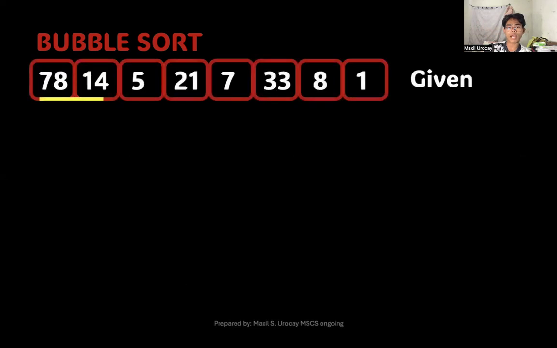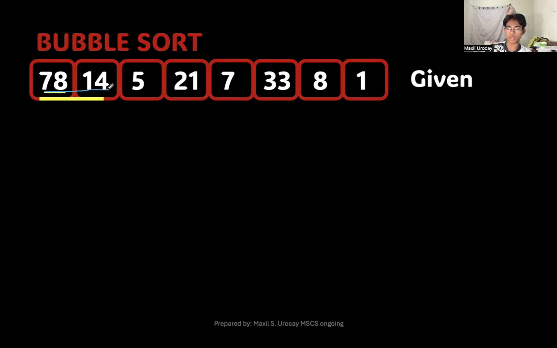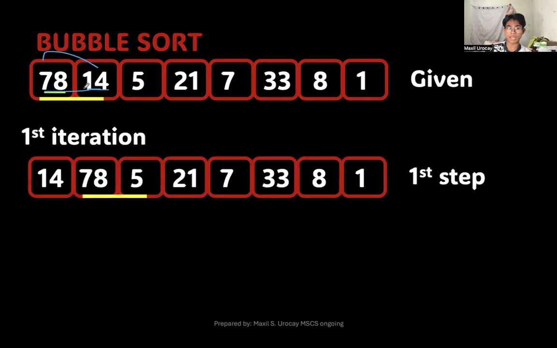Let's figure this out with an example. Say we have 78, 14, 5, 21, 7, 33, 8, 1. As we mentioned earlier, we are comparing two elements. If the second element is less than the first element, we swap the two. Is 14 less than 78? Yes, so we swap that in our first iteration.